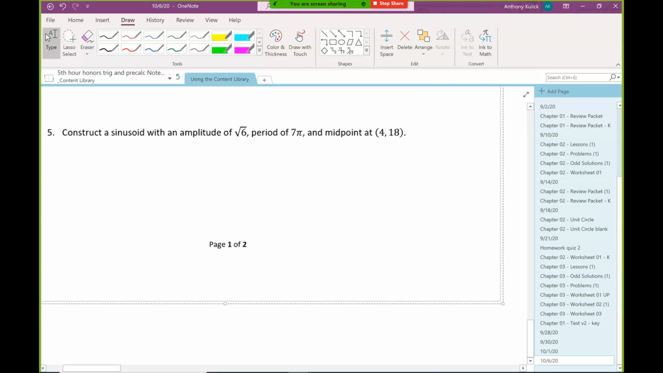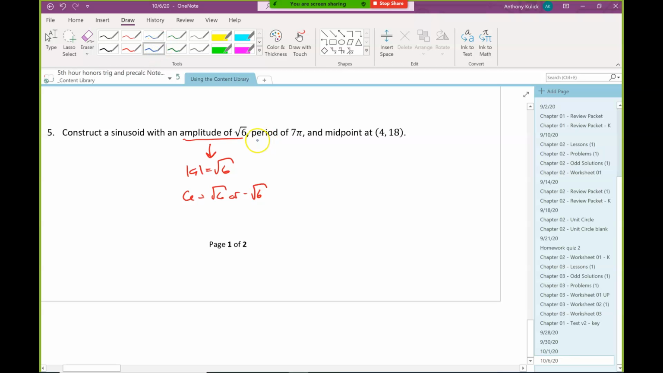So here we're asked to construct a sinusoid. That means we're going to write a sine or cosine function, like y equals something or other. Okay with that? And we're told some information about the amplitude. So we know that the amplitude is the same thing as the absolute value of A. Or really then that A has to be either the negative or positive version of square root of 6. Okay with that?